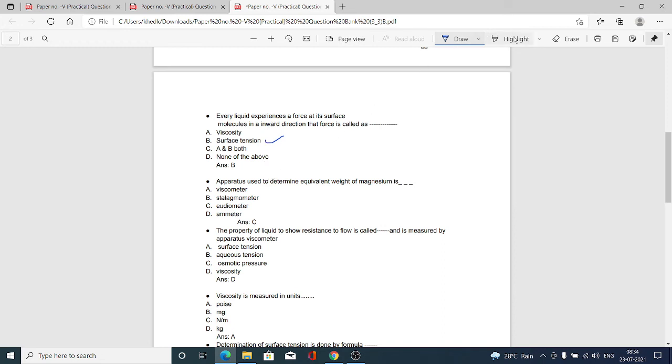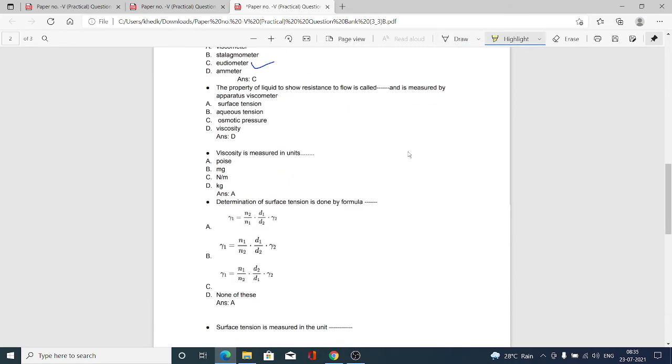Then the next MCQ: the apparatus used to determine the equivalent weight of magnesium is dash dash. Option A, viscometer. Option B, stalagmometer. Option C, hydrometer. Option D, ammeter. For determining the equivalent weight of magnesium, we use the hydrometer apparatus, and hence option C is the correct option.